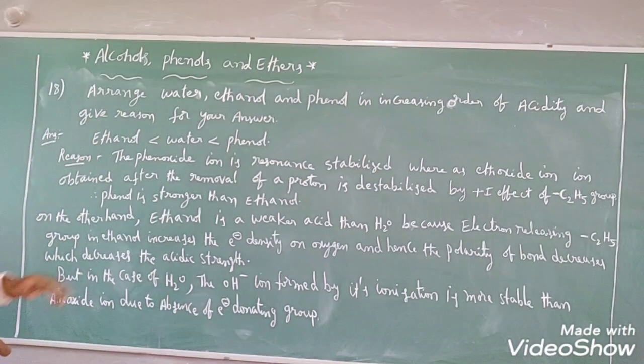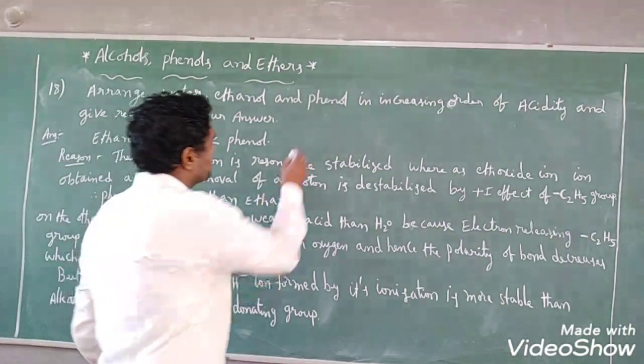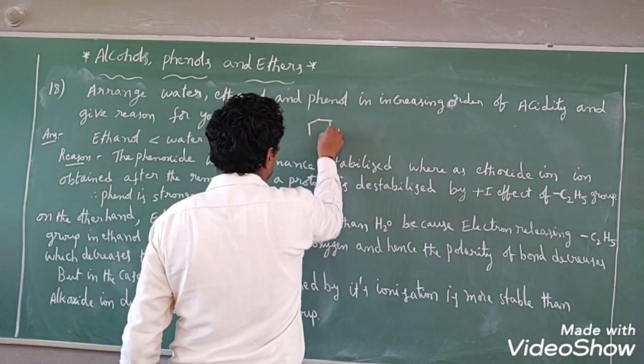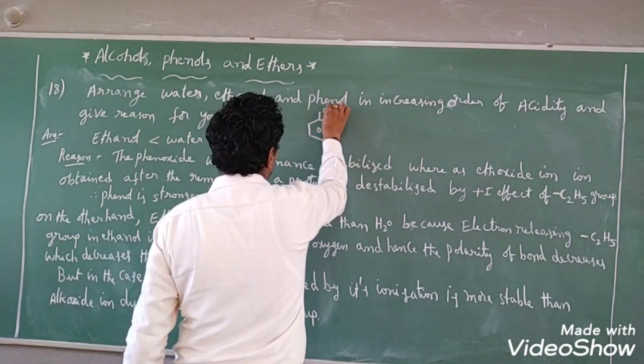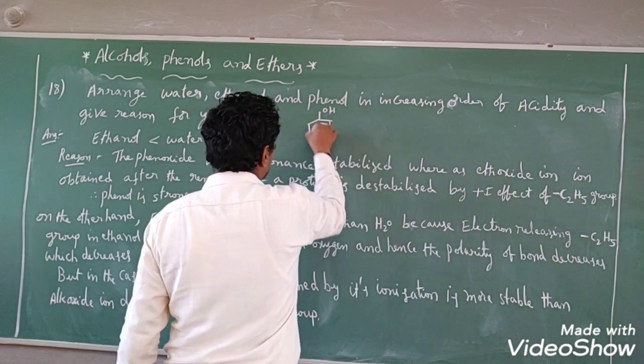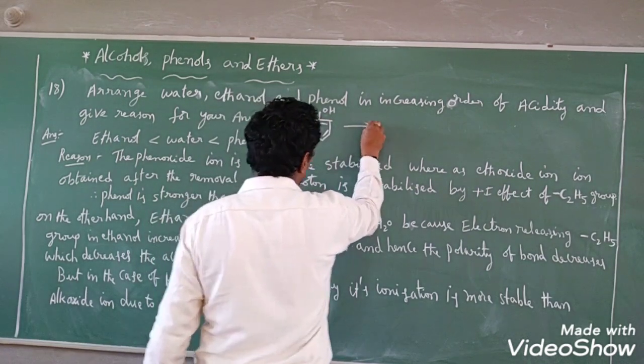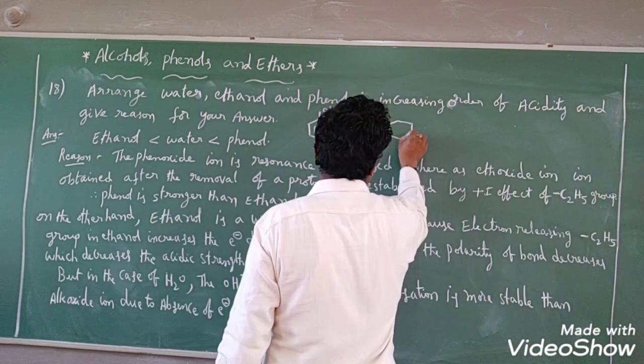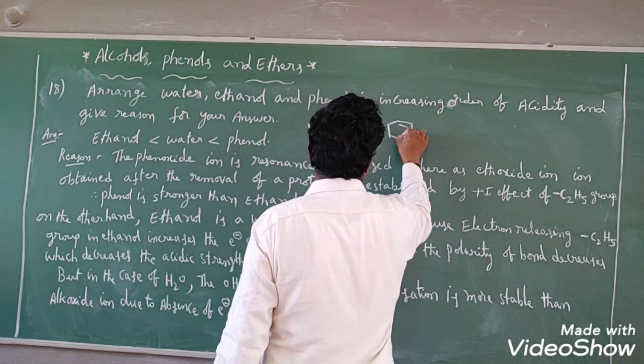We will see now. Let us take phenol first. Phenol formula, you know that on benzene an OH group is present, then we call that phenol, right? After removal of the H plus ion, what will happen here? The phenoxide ion is formed. What will happen?